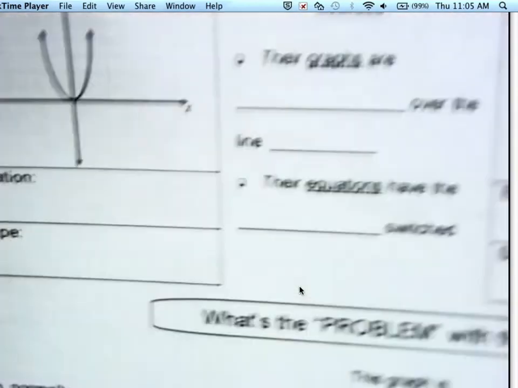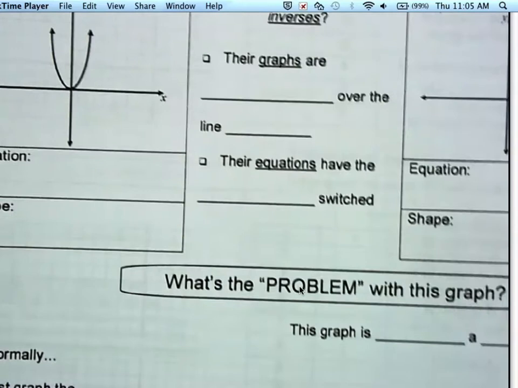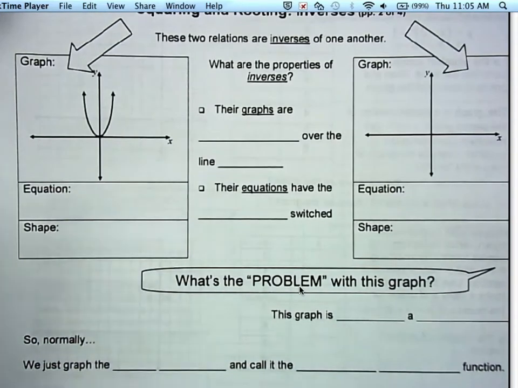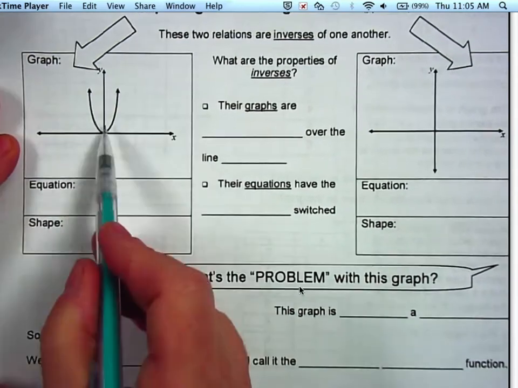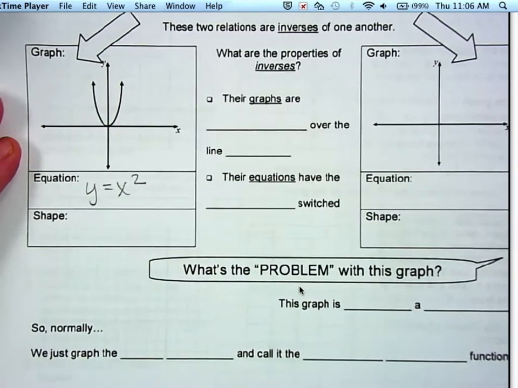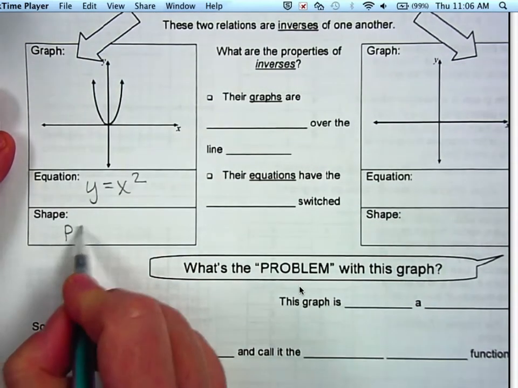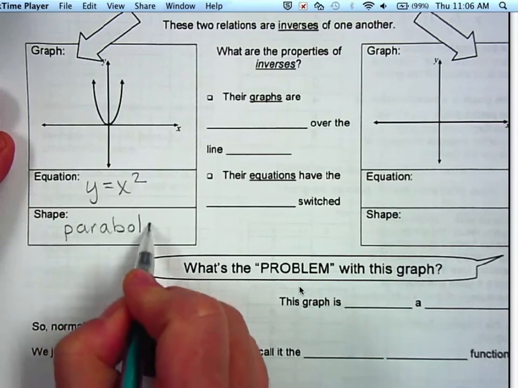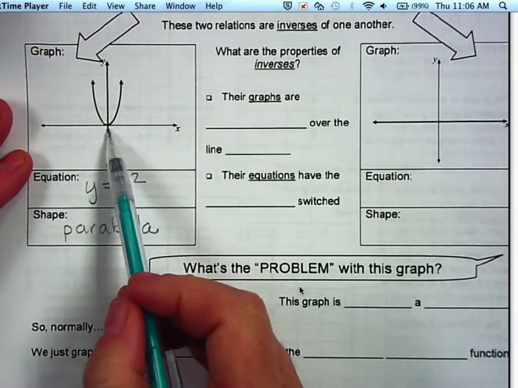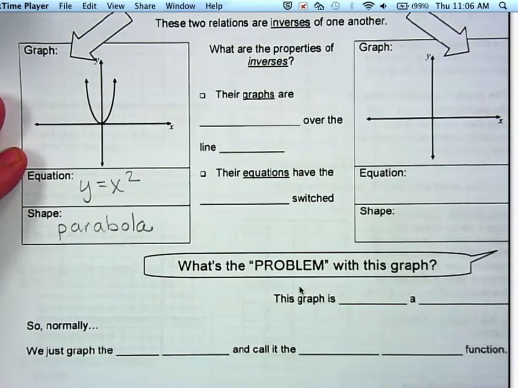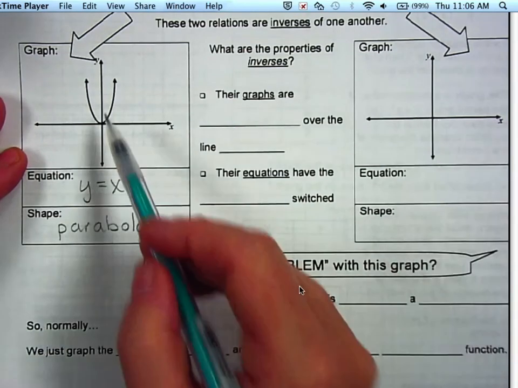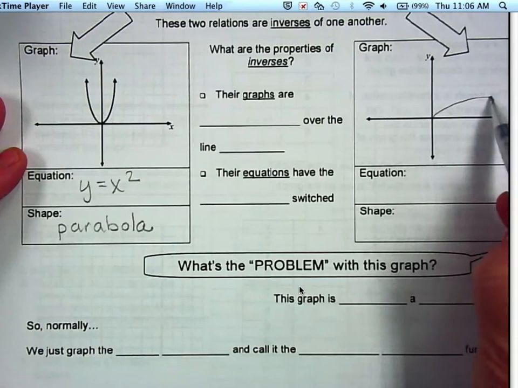Watch this. We're just going to look at the difference between y equals x squared and the inverse of it. This equation is y equals x squared. What's the shape called? U-shaped, or parabola. Now, if we're going to do the inverse of this, how do you do the inverse? You switch the x and y. What is it going to look like if I do the inverse of that? It's going to look sideways.